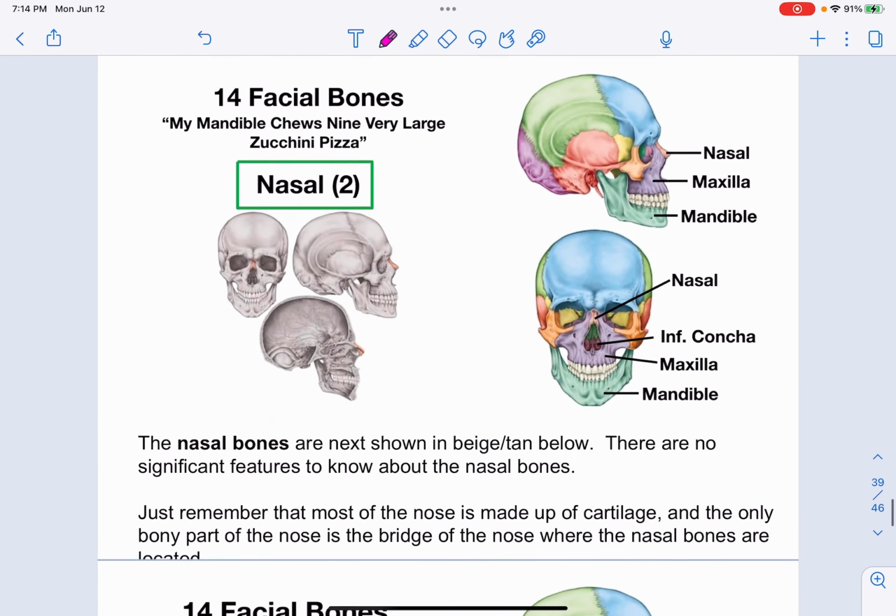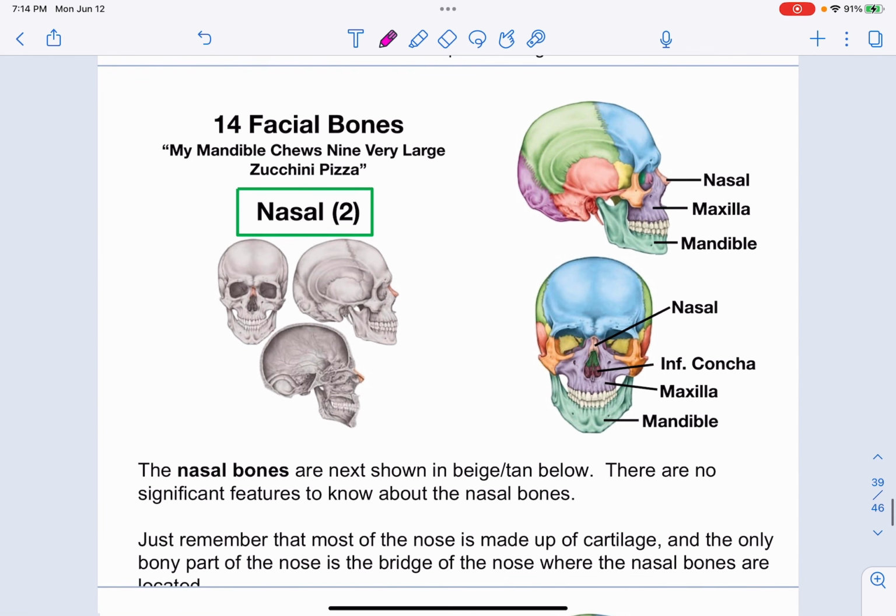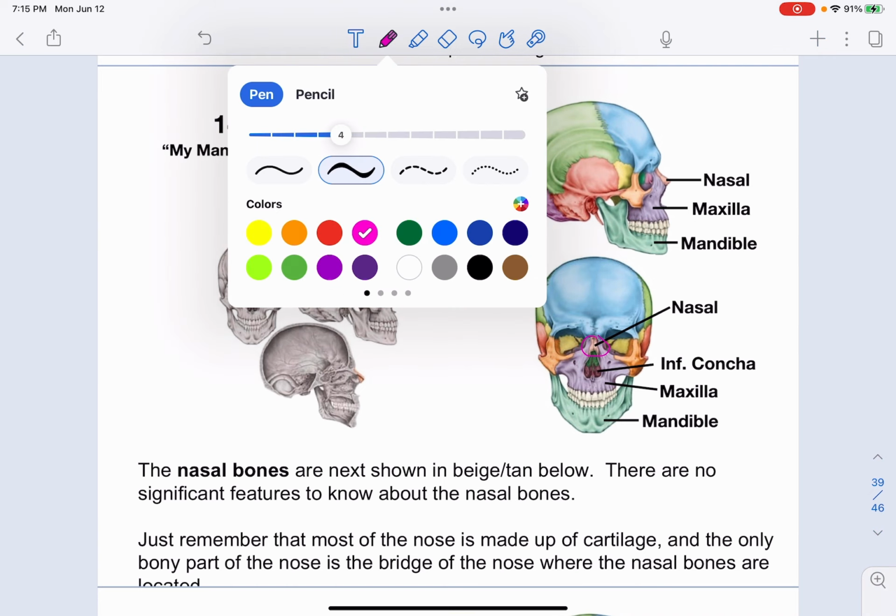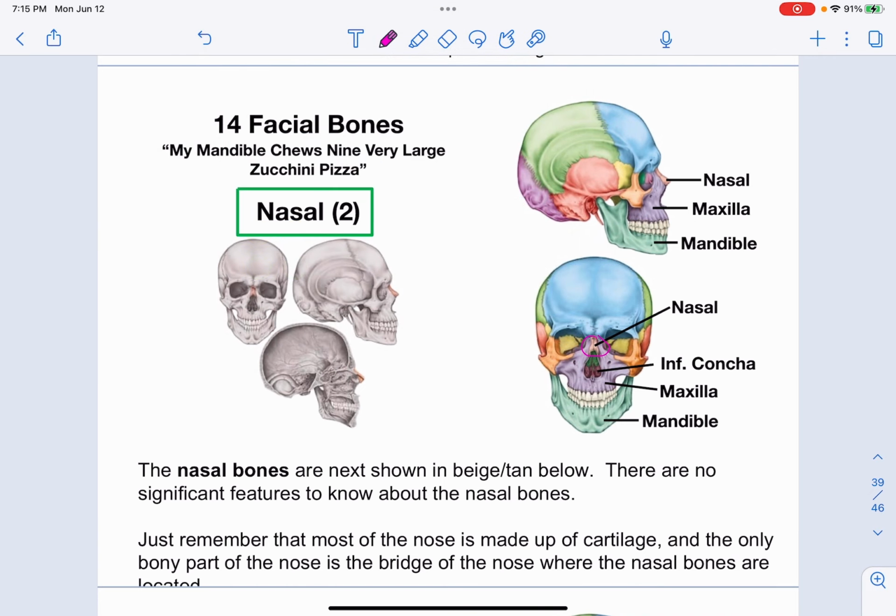Okay, the nasal bones. Here in peach are the nasal bones. There are no features to the nasal bones. It is just a reminder that most of our nose is made up of cartilage, and just like the bridge of the nose is the only portion that's actually bone.